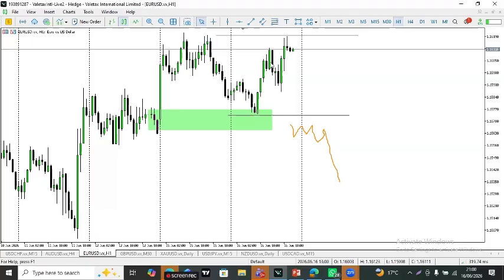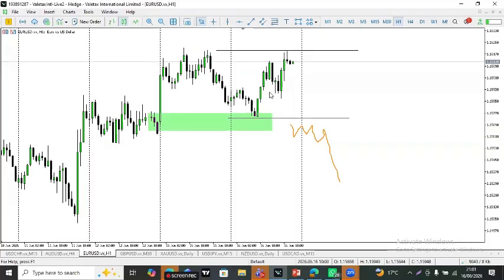For example, 1 pip movement when you're trading a mini lot is equivalent to $1. If you're trading a standard lot, 1 pip movement is equivalent to $10. Okay, so it will depend on the size of your account. If I'm trading 0.01, that is 1 micro lot, that would have been roughly $4.